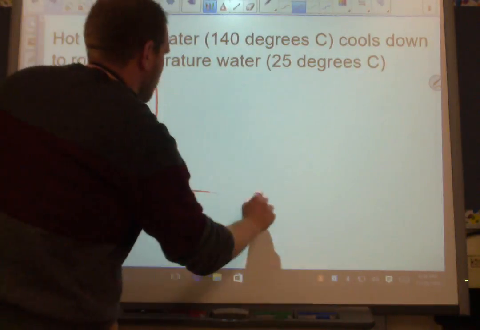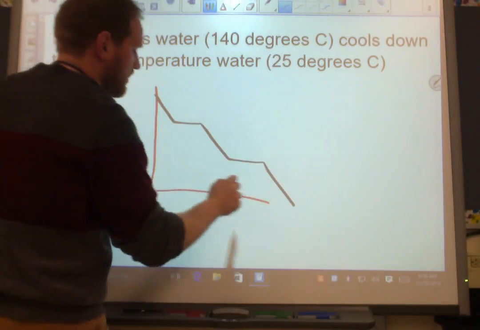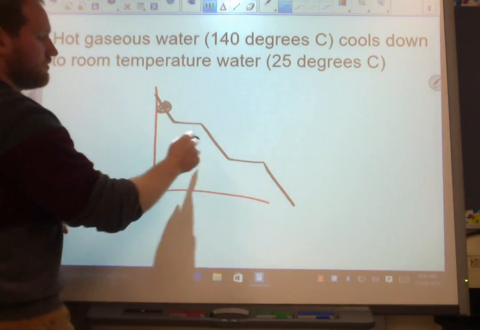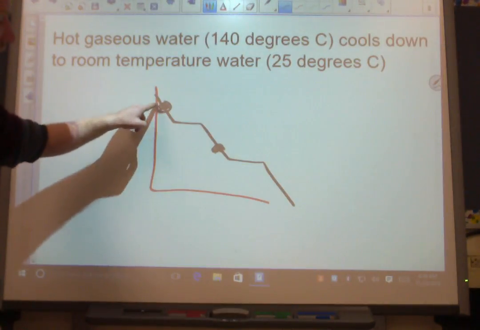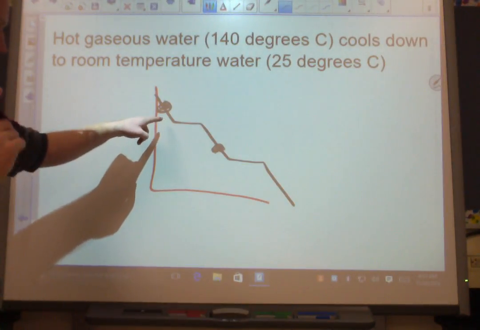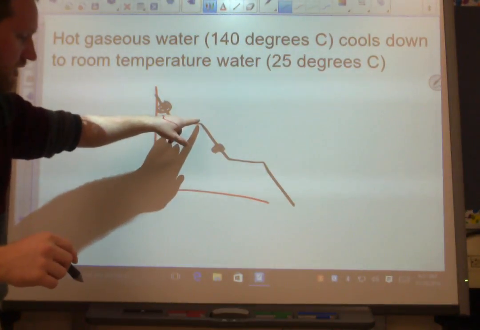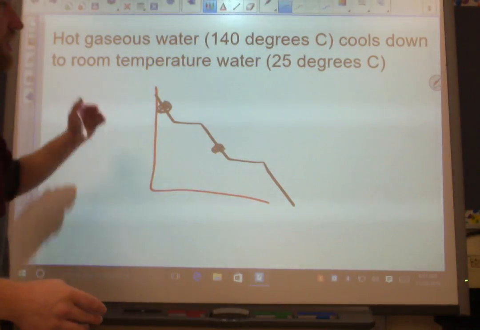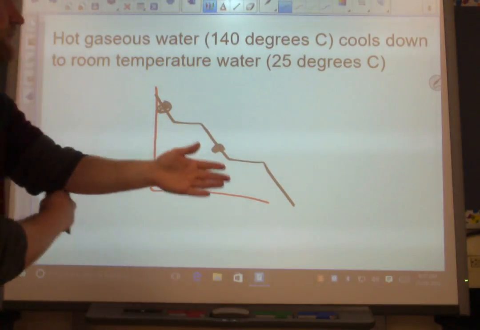So if we just do a quick cooling curve here, 140 degrees Celsius, that's going to be up there, and room temp is going to be here. So as you can see, the first step is going to be cooling that gaseous water down. Then, once it's at 100, it's going to condense into a liquid, and then it's going to cool down again. So we're going to be doing 3 steps here. Cooling down the gas, then condensing it, then cooling down the liquid. So that's going to be 3 LOLs.